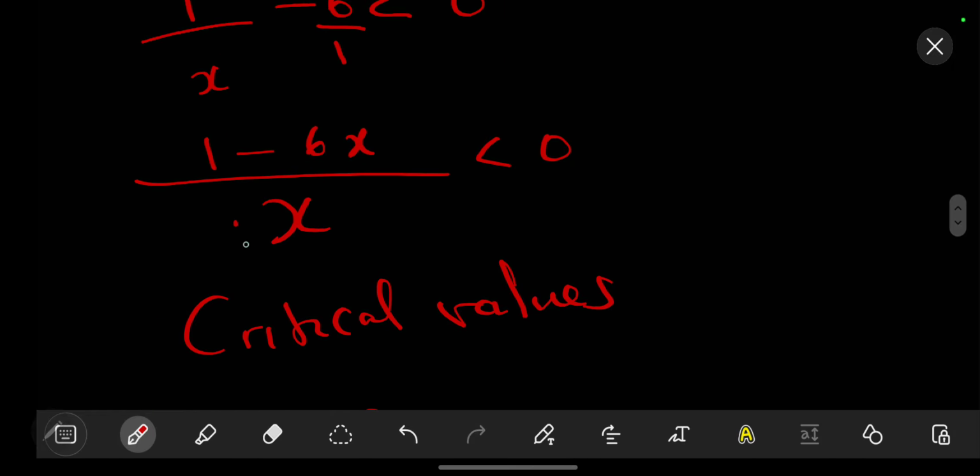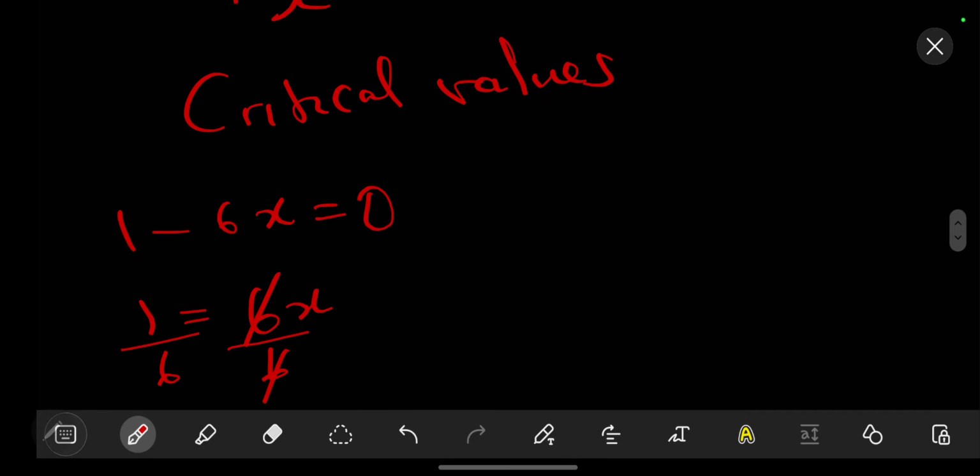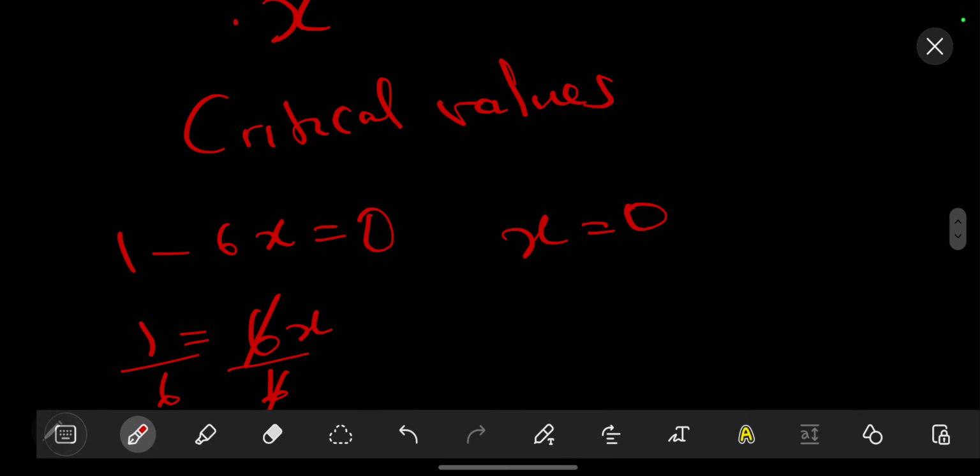We also have this part, the denominator, and we also equate it to 0. So our x should be equal to 0.